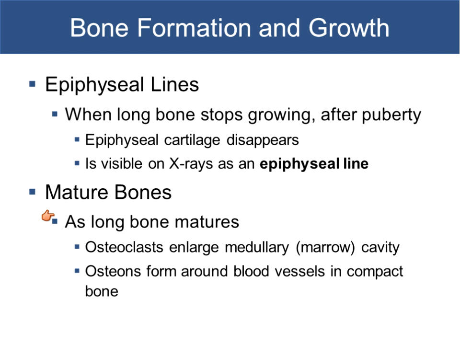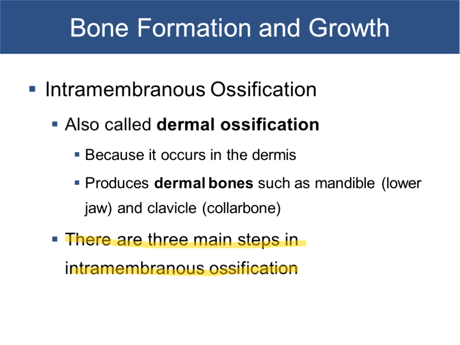As your long bones mature, the osteoclasts enlarge the medullary cavity, and the osteons form around the blood vessels of compact bone, and that's why those blood vessels get trapped inside the central canal of an osteon.